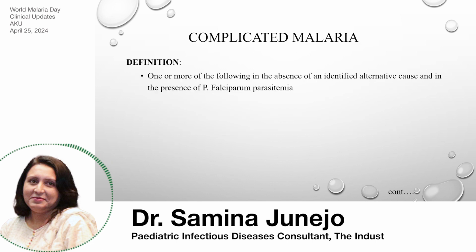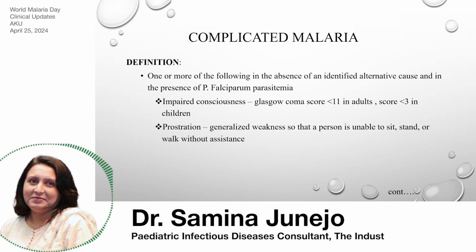So complicated malaria can be defined by two components, clinical and laboratory. If you have one or more of the clinical or laboratory criteria, then you can label it complicated malaria, if there is no other cause of fever identified and there is parasitemia on testing. So if the patient is unconscious, in kids less than 3 GCS, there is prostration, multiple convulsions. In cerebral malaria, usually patients have frequent convulsions, frequent seizures.